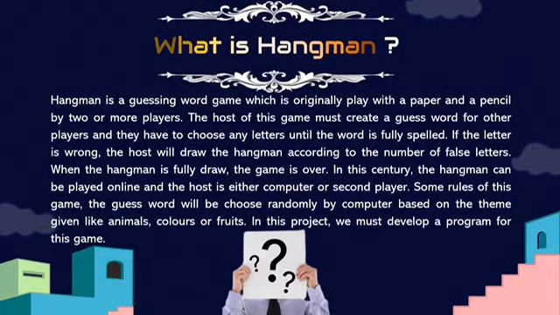For rules of this game, basically, the host will create a guess word for other players, and of course, they must choose any letter that contained in that word. If they guess a wrong letter, then the host will draw the hangman according to the number of false letters. When the hangman is fully drawn by the host, the game is over.